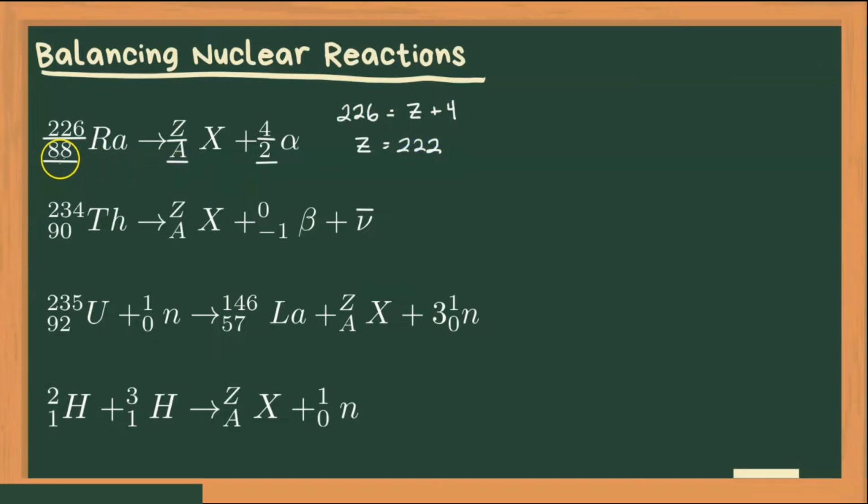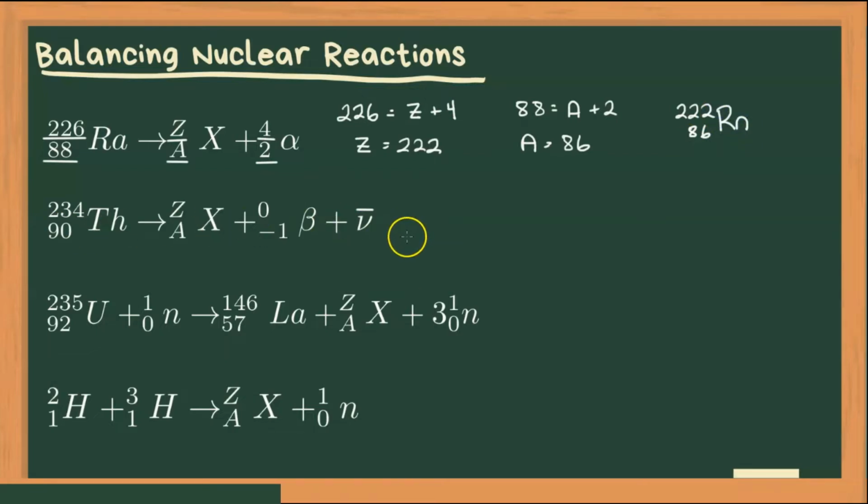And we can do the same thing with the bottom numbers, showing conservation of charge. So 88 must equal A plus 2. Rearranging, we get A is 88 minus 2, or 86. So our unknown element X must have an atomic mass of 222 and an atomic number of 86. We'll look at your periodic table and see which element has an atomic number of 86, and we get radon.